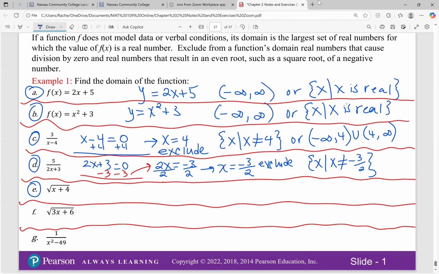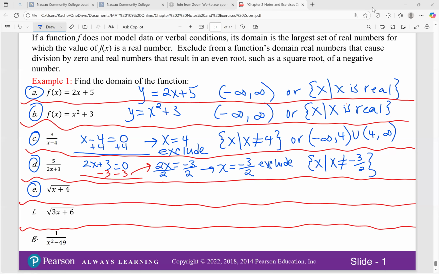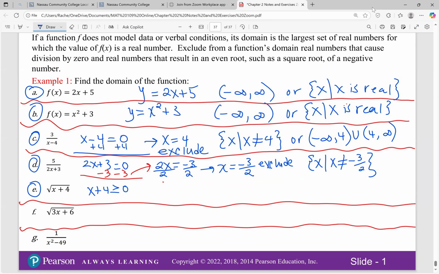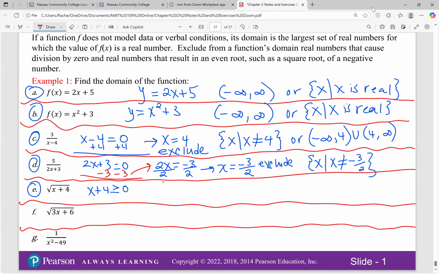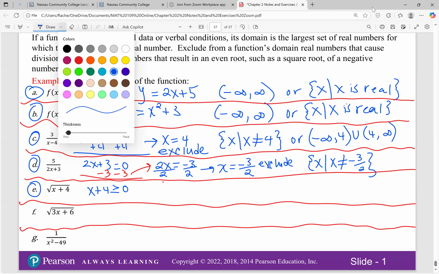We have to think about what would make x plus 4 negative. So in other words, we have to set x plus 4 greater than or equal to 0. Because we can take the square root of 0, it's just 0. And we could take the square root of any number that's greater than 0, because all numbers greater than 0 are positive. We just can't take the square root of a negative number. So we have to make sure that whatever's underneath the radical has to stay greater than or equal to 0. So we need to take x plus 4 and set it greater than or equal to 0.